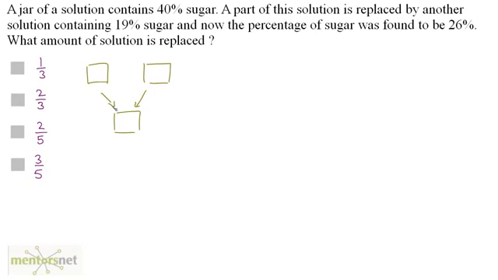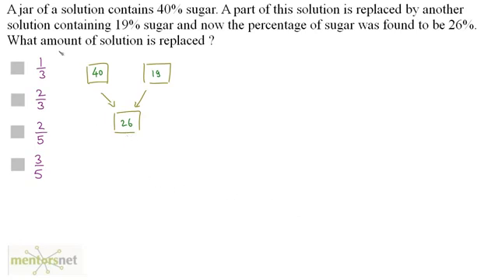So the situation is like this. You have a jar of solution that contains 40% sugar, and you are replacing some solution in this jar which contains 40% sugar by some solution which contains 19% sugar. So in fact what you are doing is you are mixing these two solutions. One is 40% sugar and another is 19% sugar. And when you mix these two solutions, you get another solution that contains 26% sugar, right?